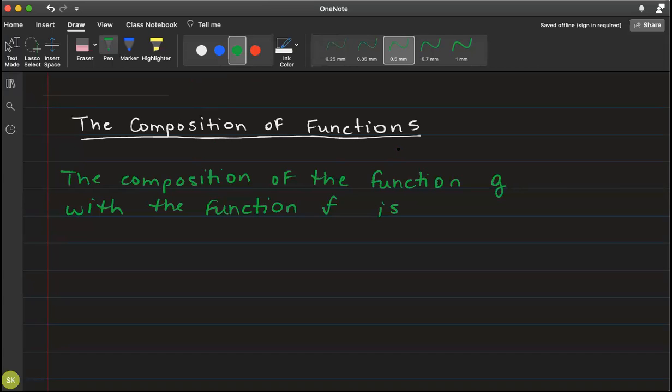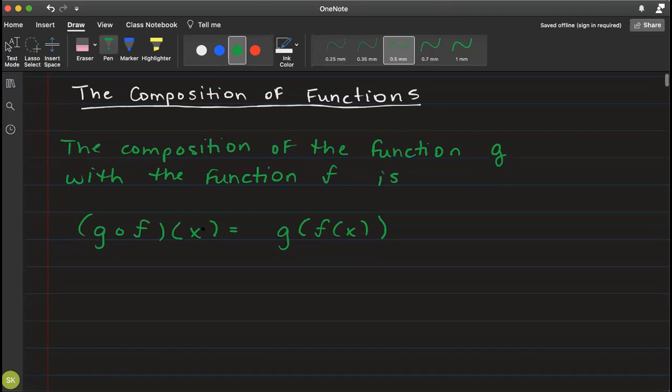So suppose we have two functions f and g. Well, the composition of the function g with the function f, we write it like this. We say g with a little circle, and that little circle means compose. So g composed of f of x is equal to taking the function g and plugging the function f inside it.